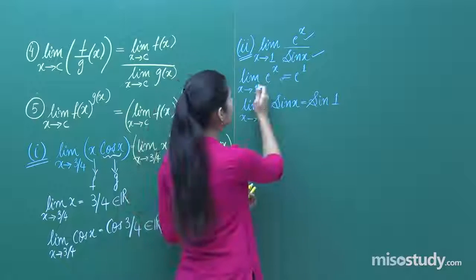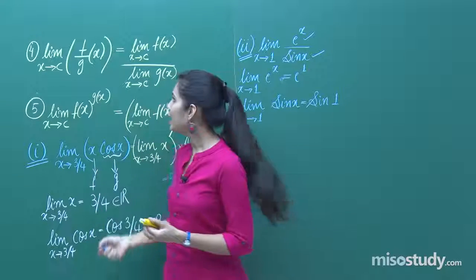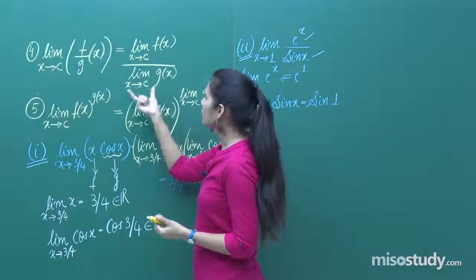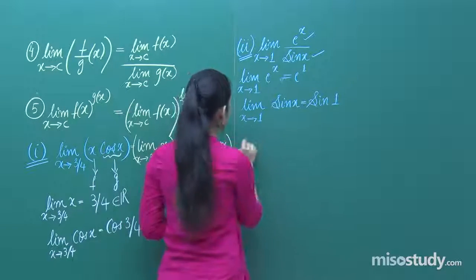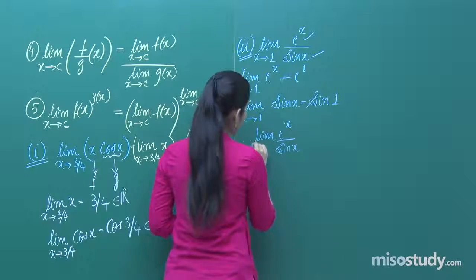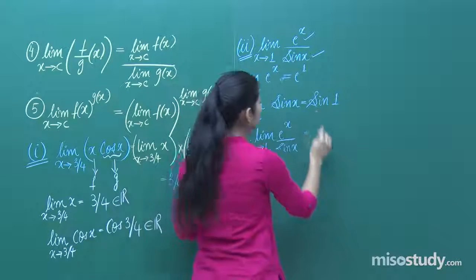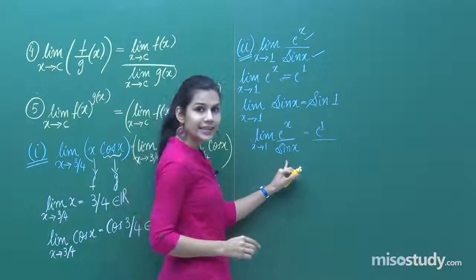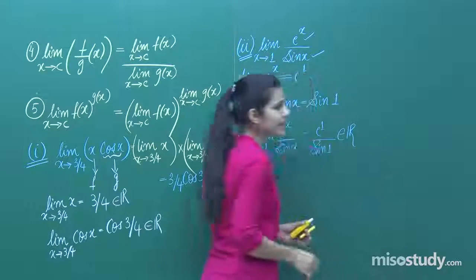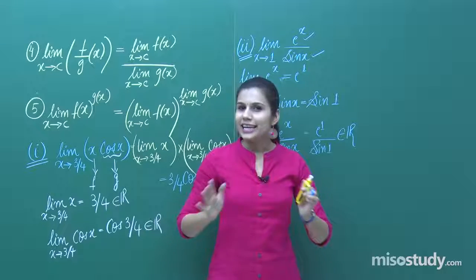So once you are aware about the limiting behavior of both these individual functions at the point 1, by the property I know that the limiting behavior of f by g at 1 is nothing but limit of f at 1 upon limit of g at 1. Therefore, limit of e to the power x upon sin x as x approaches 1 is nothing but limit of e to the power x as x approaches 1, which is e to the power 1, upon limit of sin x as x approaches 1, which is sin 1. Obviously, this is a finite real number. Understood?